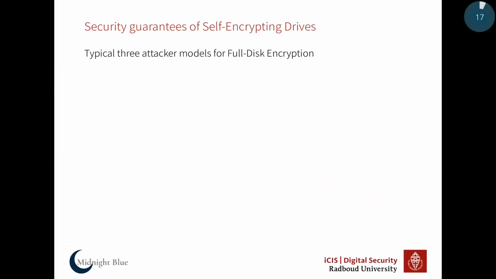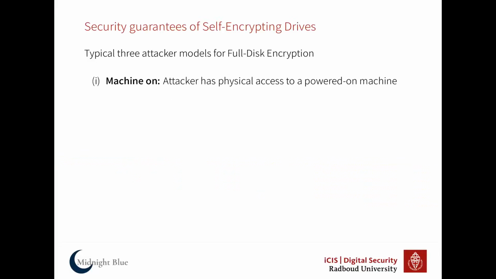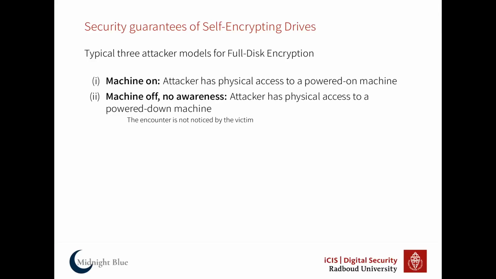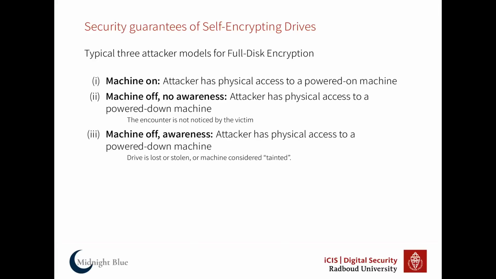So there are 3 attacker models, and we're just going to play the attacker model game. Either the machine is on, and the attacker has physical access to a powered-on machine. This is very bad when you're using software encryption. Or the machine is off and there is no awareness of the victim that the attacker has had physical access to the machine. Or the victim is actually aware that there has been physical access to the machine. So then you should consider the device tainted, and therefore you shouldn't enter a password into it anymore. So you're just going to assume that from the physical encounter onward, you won't get anything from the victim anymore. So no password secrets whatsoever.